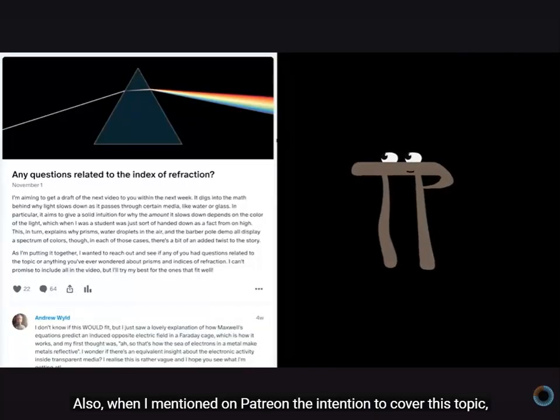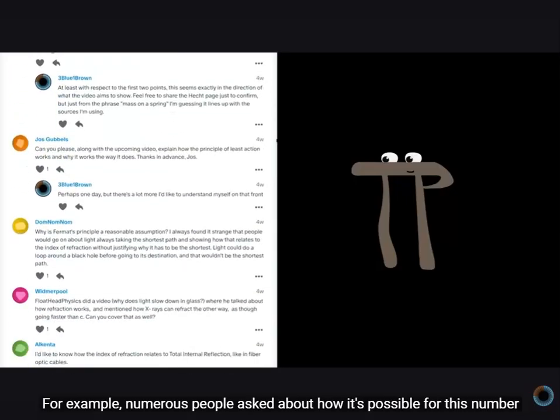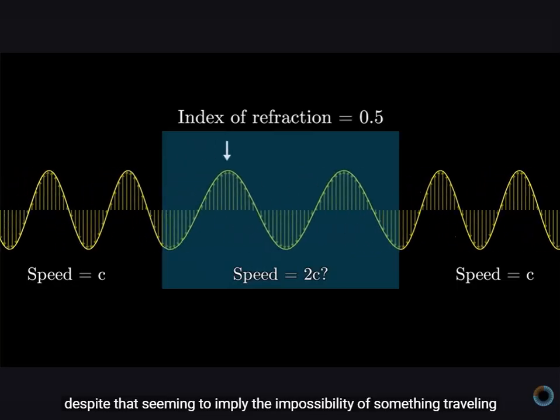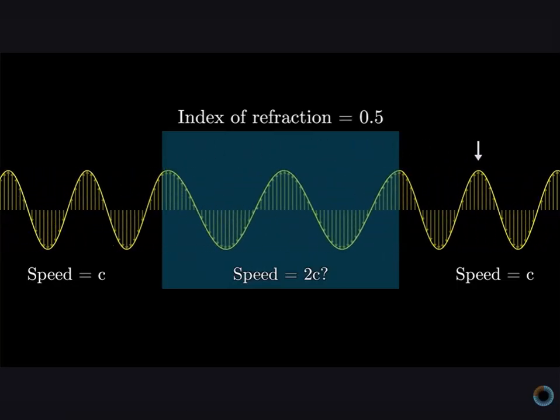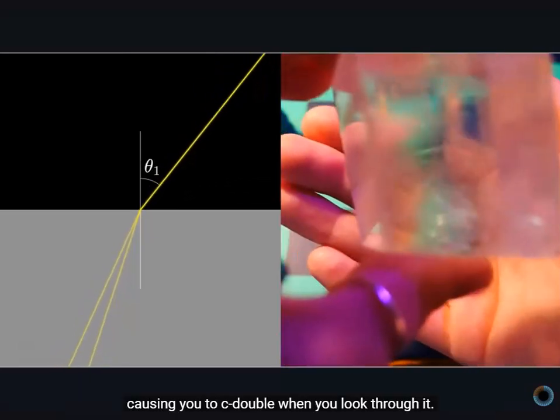Also, when I mentioned on Patreon the intention to cover this topic, a lot of people had a lot of questions about the index of refraction. For example, numerous people asked about how it's possible for this number to be lower than 1, which really does happen, despite that seeming to imply the impossibility of something traveling faster than the speed of light. There was also a question about birefringence, which is where a material can have 2 different indices of refraction, causing you to see double when you look through it.